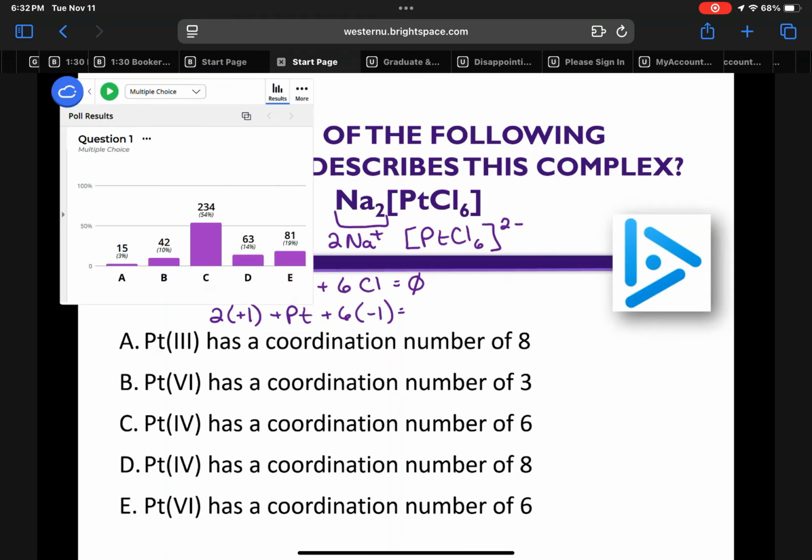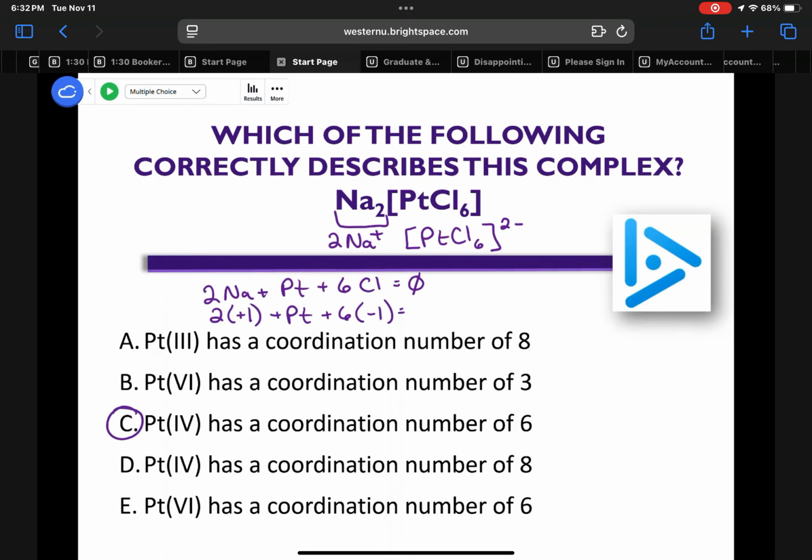Okay, most people went for C, but only half the class. So let's break this down. So here we have sodium as our counter ion. Na plus is not surrounding the platinum. The complex is in the square brackets, and that's what we talked about last class. So it's the chloride ions that are our ligands here. So the Cl negative are our ligands. They're anionic ligands. They're negatively charged. Sodium is our counter ion.